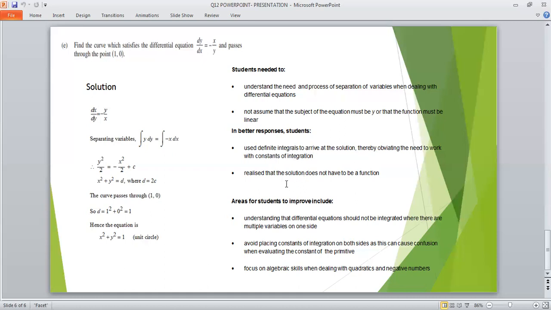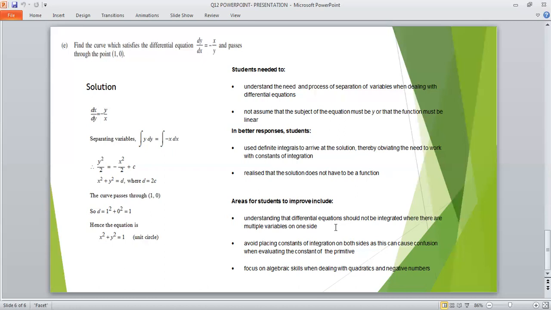And then, of course, others, or most of them who did a good job of this, realized that the solution does not have to be a function. And in fact, it's, as you can see, a relation between x squared and y squared. Areas that needed to be improved is understanding that in differential equations, one should not integrate where there are multiple variables on one side.